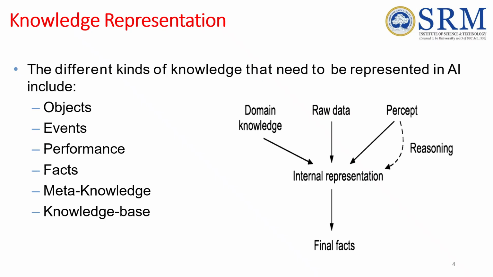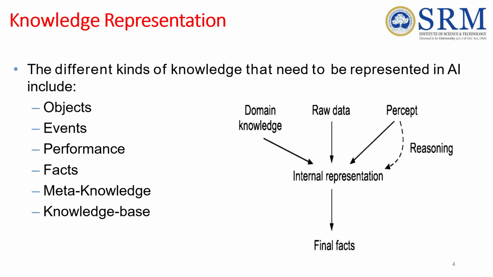Moving on, there are different types of knowledge representation: object knowledge, event knowledge, performance knowledge, fact knowledge, meta knowledge, and knowledge base. Let me start with object knowledge: knowledge about physical entities and their properties, for example a car has wheels, a bird has wings. It helps the artificial intelligence identify and classify entities.